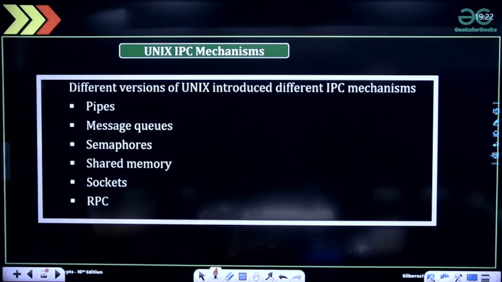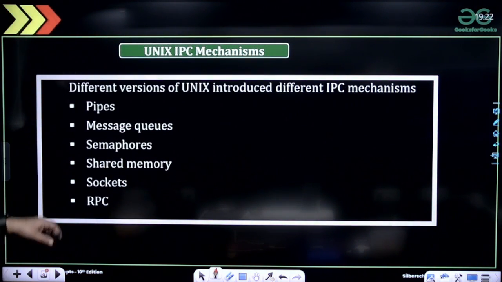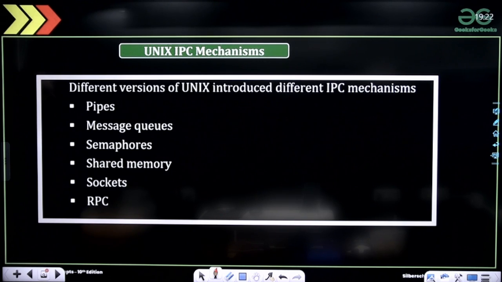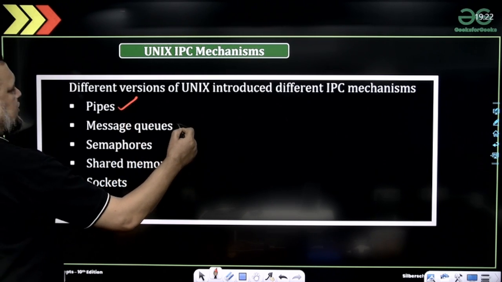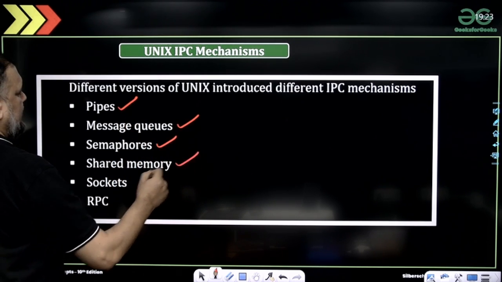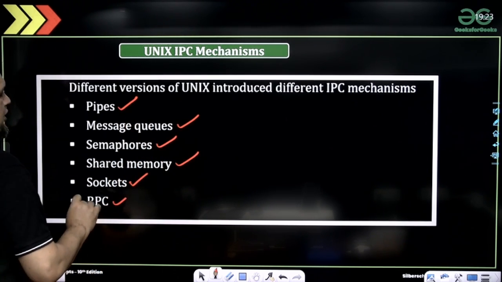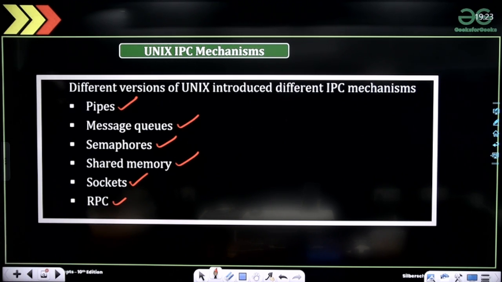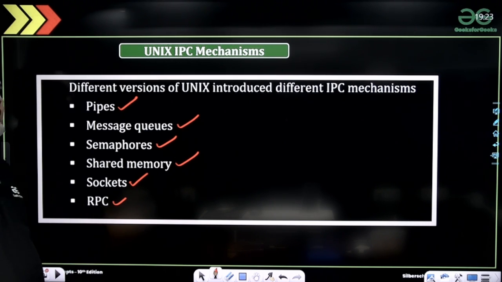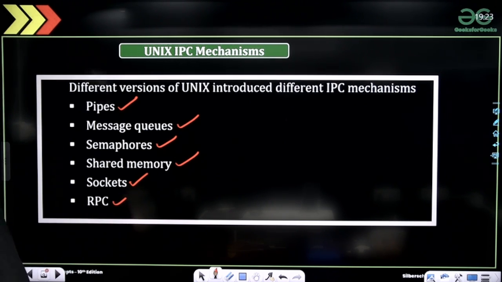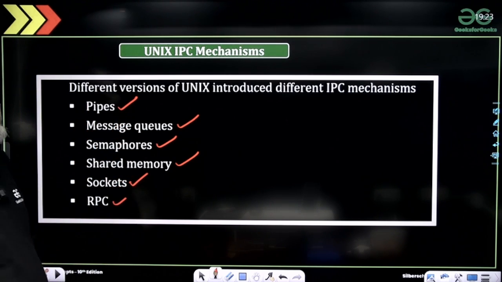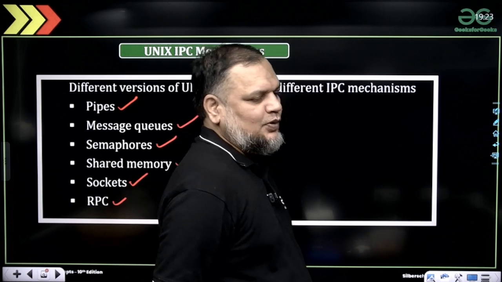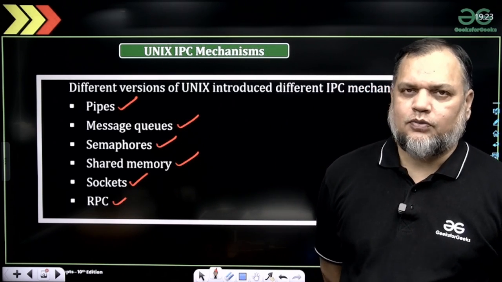Okay. So just to give you an overview of the different versions of Unix IPC mechanisms: Unix and Linux IPC mechanisms fall in the category of pipes, message queues, semaphores, shared memory, sockets, and RPC. RPC stands for remote procedure call. Sockets and RPC are basically for network-based communication, and the remaining can be for network or for independent machines. So these are some of the IPC mechanisms supported by Unix and Linux environments.